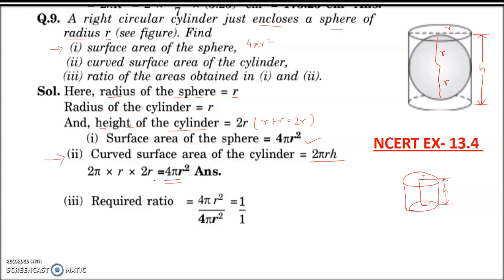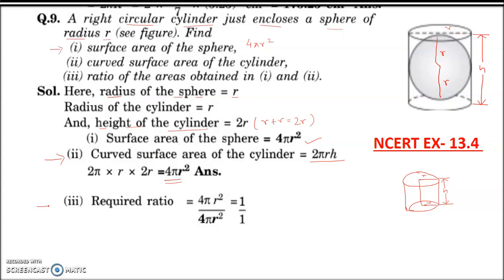Why are we taking h as 2r? Because it is mentioned in the question that a right circular cylinder encloses a sphere of radius r. That is why r and r, okay, r plus r, which is equal to 2r, which is equal to the height. Okay, you can see. So that is why we are getting 4 pi r square.